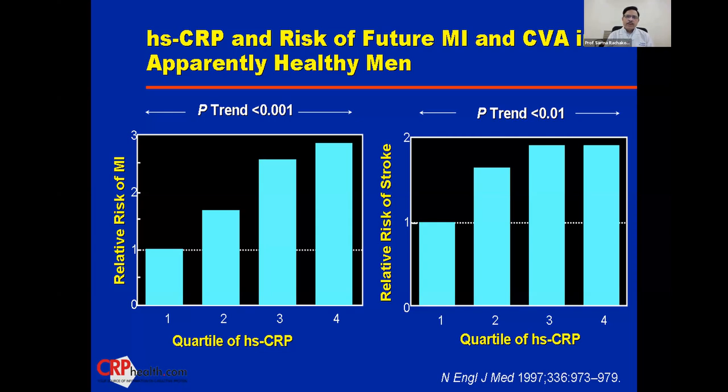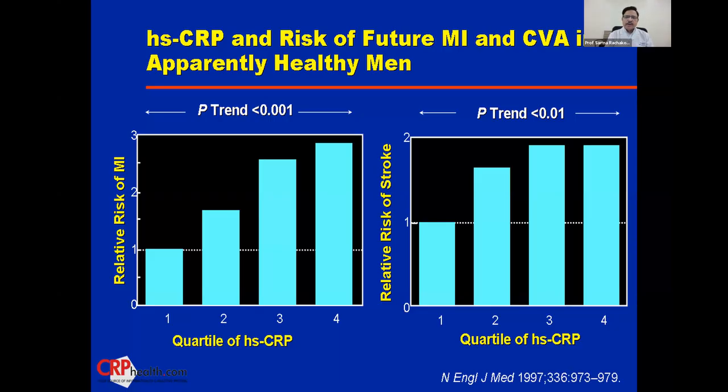Likewise, quartile of HSCRP and stroke. The left-hand side graph, the bar chart, is for MI. The next one is for stroke. More or less, it is the same. Stroke and myocardial infarction are highly associated with high sensitivity CRP.